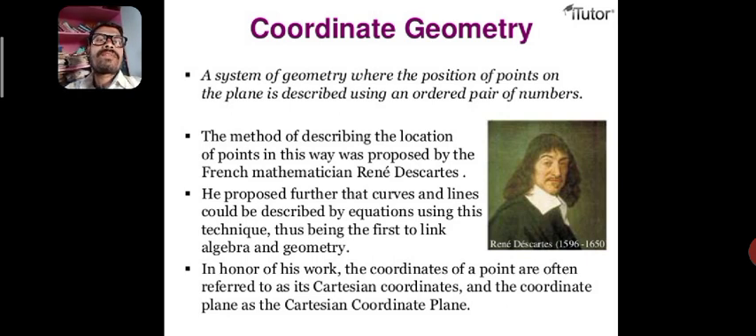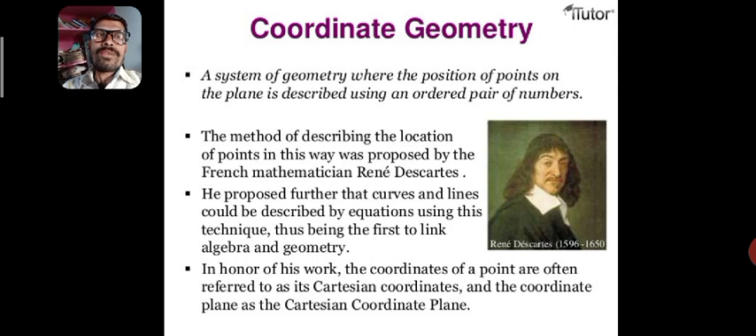Okay, in honor of his work, the coordinates of the point are often referred to as Cartesian coordinates. Just because of him, we call those points Cartesian coordinates and the plane the Cartesian plane. You may have seen how Google location detects where you are located, because it uses the technique of coordinate geometry, the Google map location.